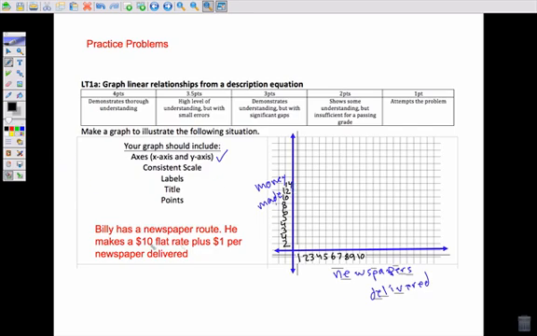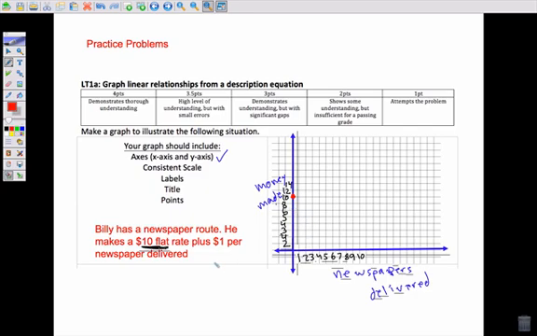So if we look at where does this start, he makes $10 flat rate, even if he doesn't deliver any newspapers. So I'll plot my first point up here at 10. So notice this is at 0 newspapers, and he still makes $10. So that's my starting point.